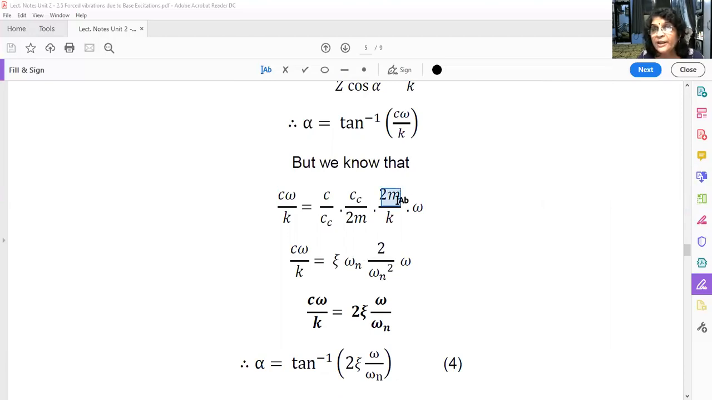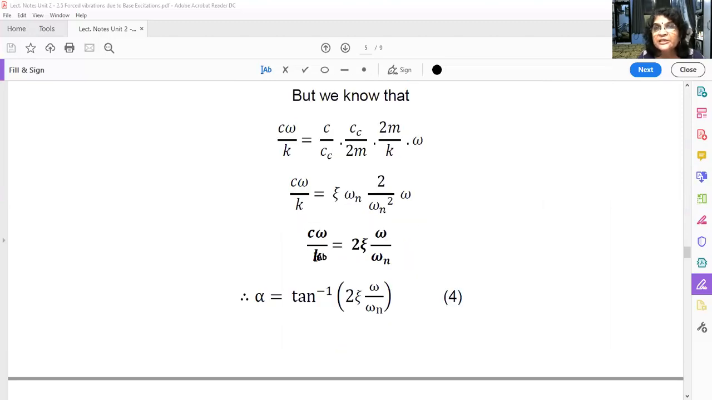Then if you take this m below k, what do you mean by k upon m? It is omega n square. So this term will become 2 upon omega n square, this omega as it is. Okay, so what will you get? c omega upon k is equal to 2 zeta omega upon omega n. This earlier also we have seen, so you must have it by heart by now.